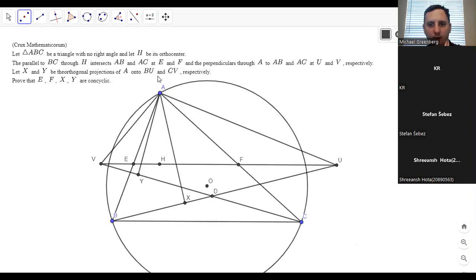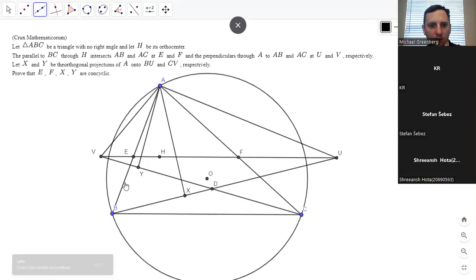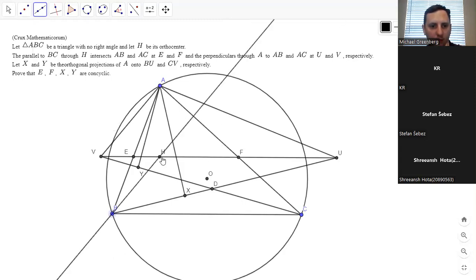Consider the feet from B and C. Okay. So I'll draw those in.